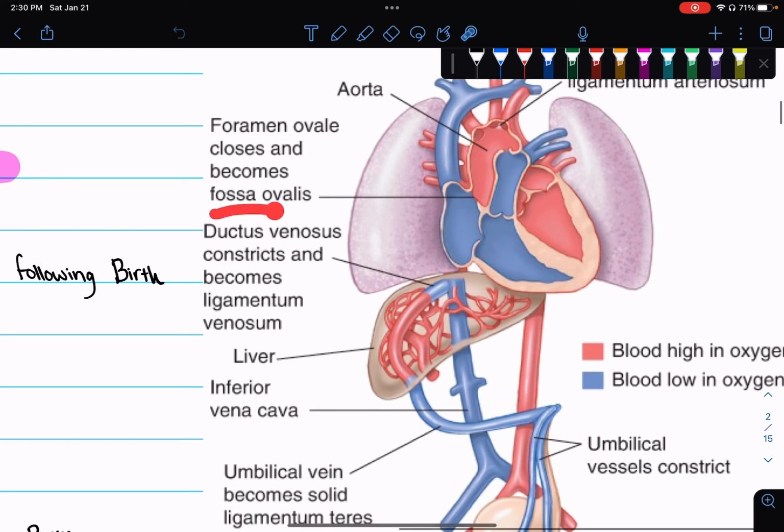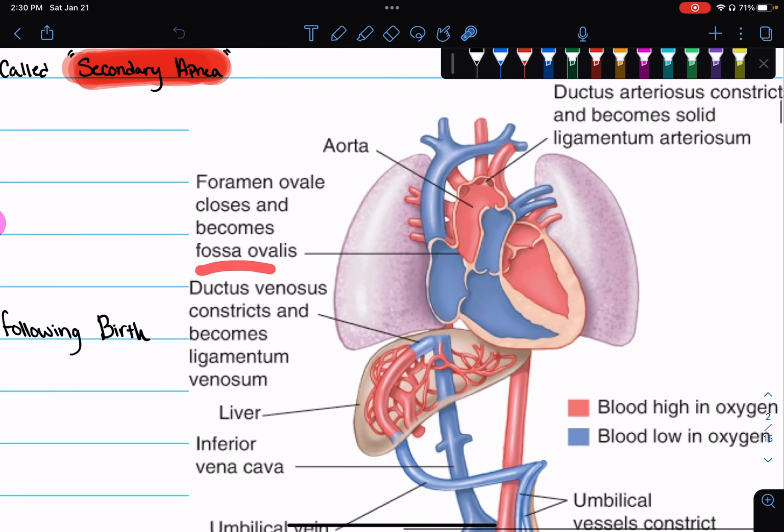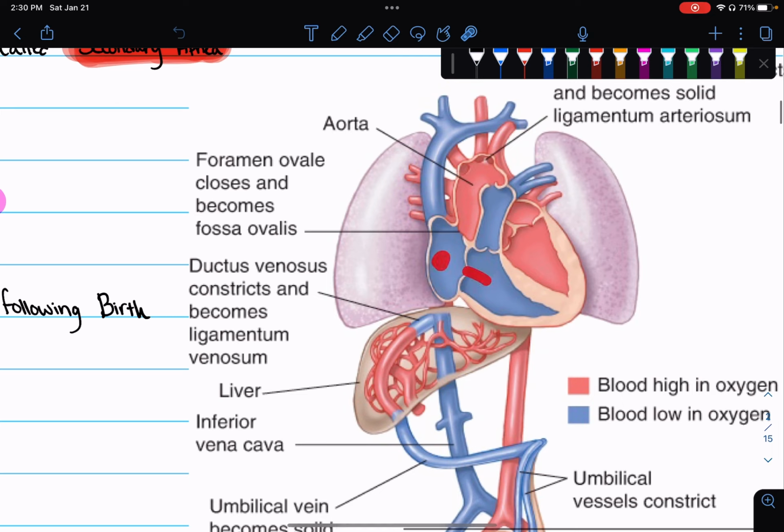We do have our fossa ovalis. So we are going to have our traditional bridging of our superior and inferior vena cava that come into the right atrium and down to the right ventricle. But we are going to have this little shunt here, and it's going to bypass our pulmonary trunk, so it's going to go straight into the aorta branch and go into peripheral circulation.